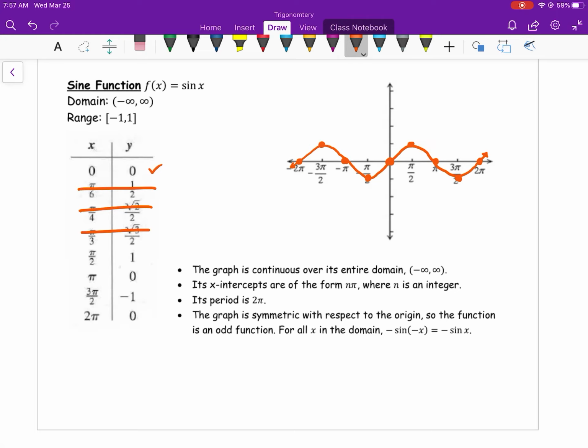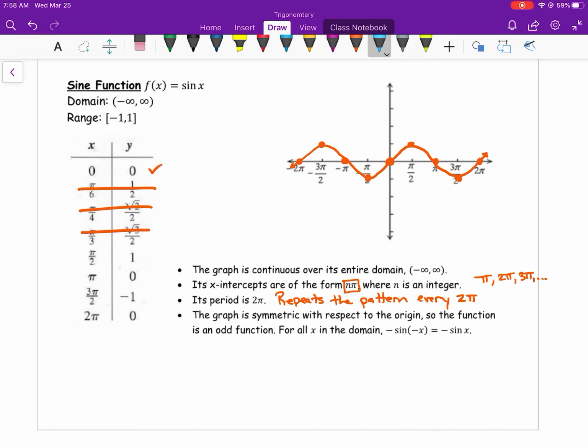The x-intercepts for these graphs are in the form n pi, where n is an integer, so it would be pi, 2 pi, 3 pi, etc. Its period is 2 pi. This means it repeats the pattern every 2 pi.